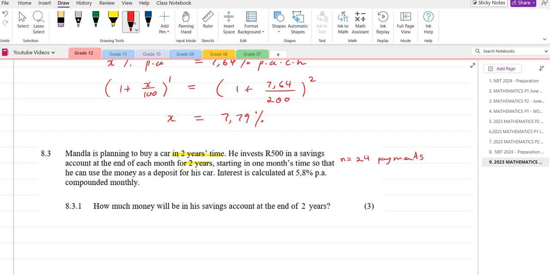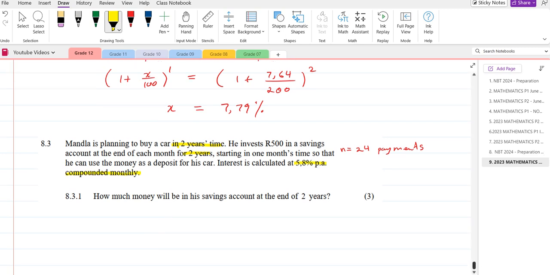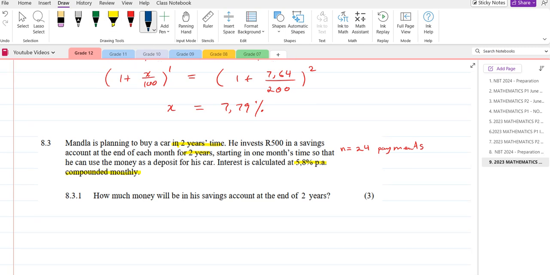Starting in 1 month's time, so that he can use the money as a deposit for his car. The interest is calculated as 5.8% per annum compounded monthly. Right, so this is like a realistic problem, because usually the interest rates the banks offer are really low. They don't really offer 9%, 10%, 12%, which is unrealistic. Anyways, let's solve this problem. We know we need to take a future value. So it's future value, right?